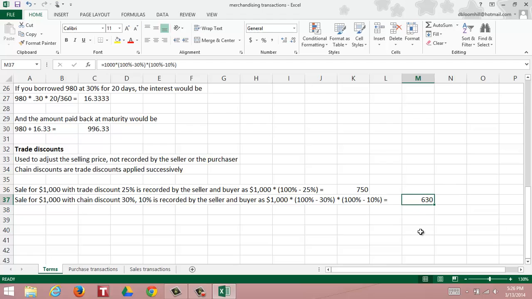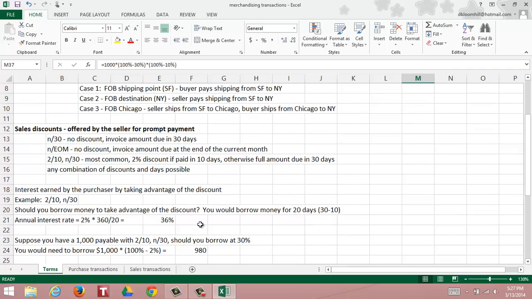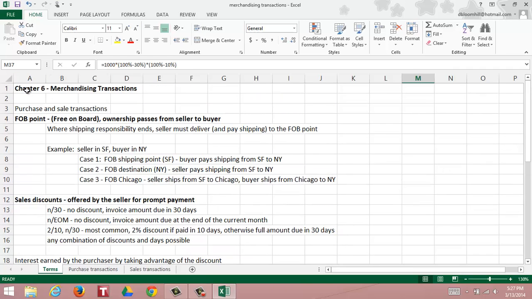The original price or the discounts would not be recorded on the books of the buyer or the seller. So hopefully now you have a little bit better understanding of trade discounts, sales discounts, and the FOB point.